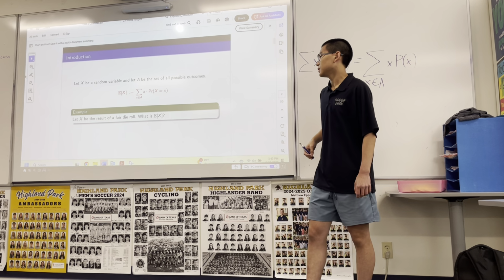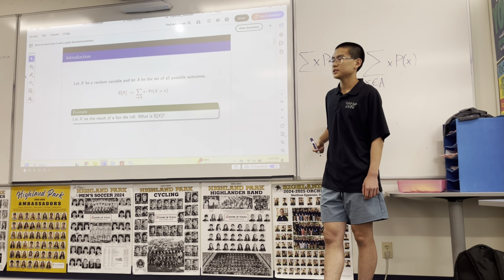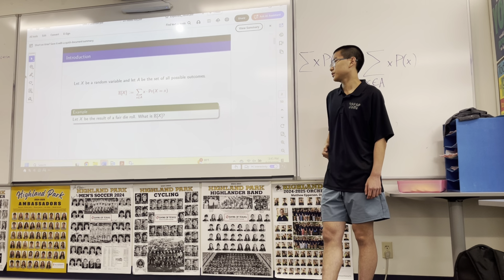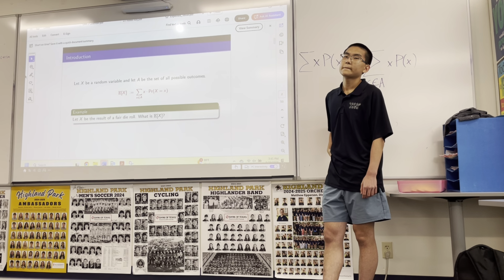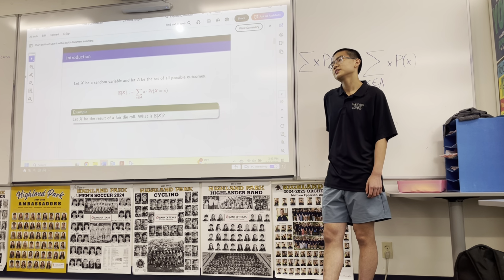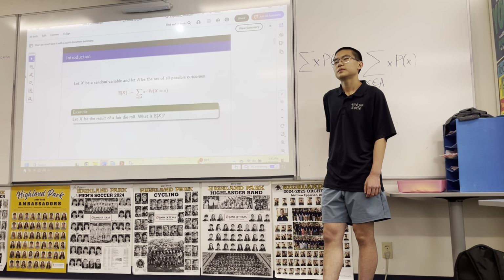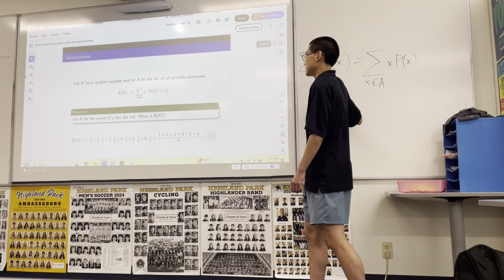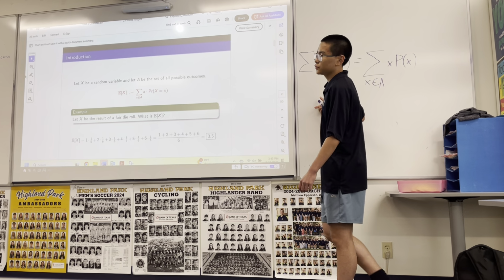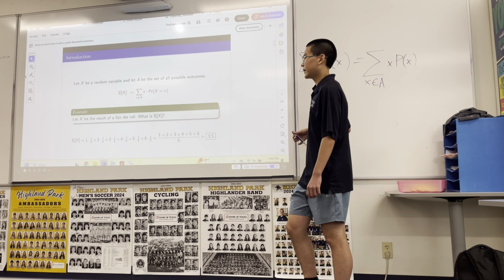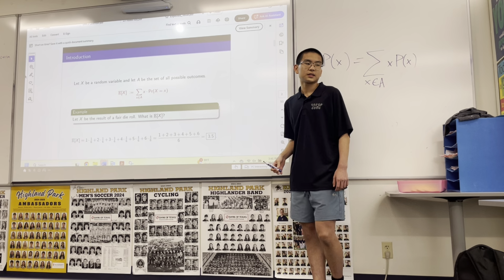So just use the example. If x is the result of a fair dice roll, then what's the expected value of x? You can just say it. 3.5? Yeah. Each one has probability 1/6. You add up all of them and divide by 6 to get the expected value.